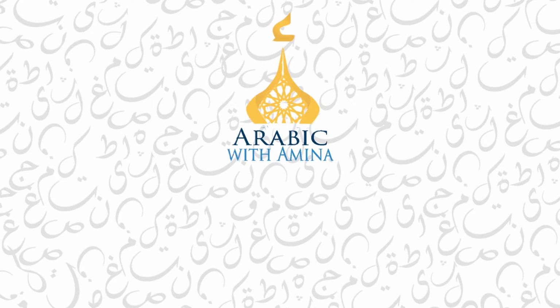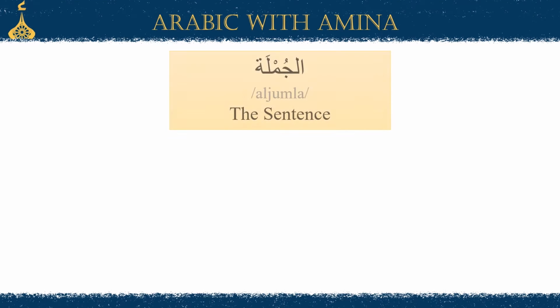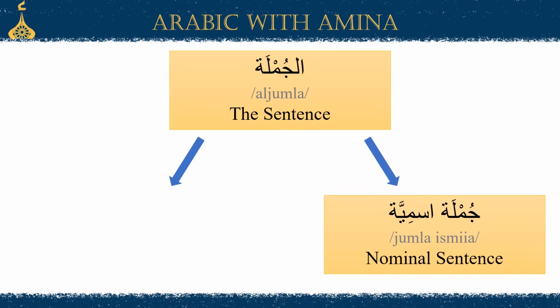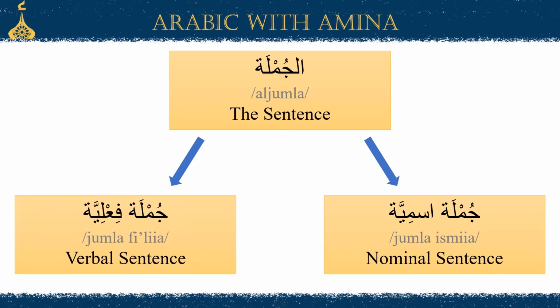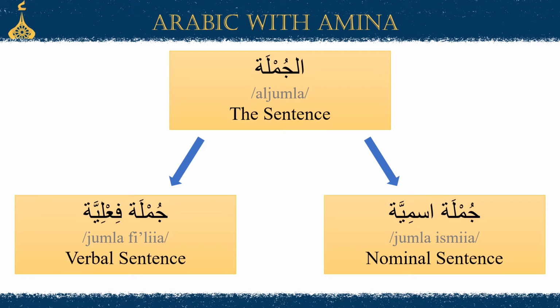Today we are going to be learning about sentence structure, specifically the nominal sentence. The sentence in Arabic is al-jumla. In Arabic there are two types of sentences. There is a nominal sentence, which is jumla ismiya, and there's a verbal sentence known as jumla fi'liya. In today's lesson, we are going to be covering the nominal sentence, or jumla ismiya.